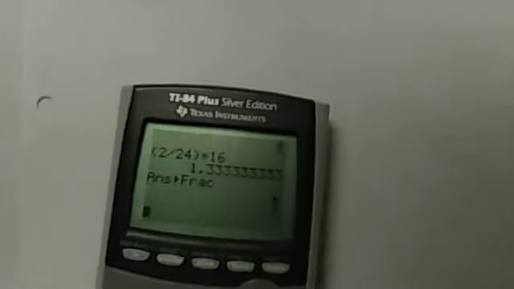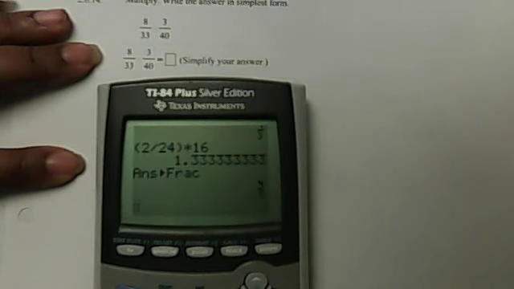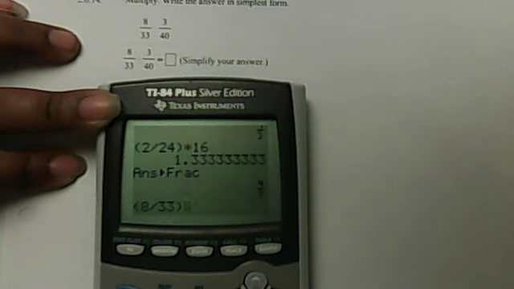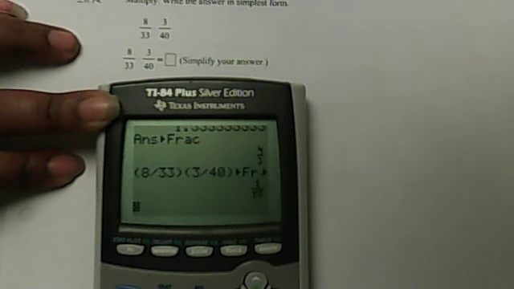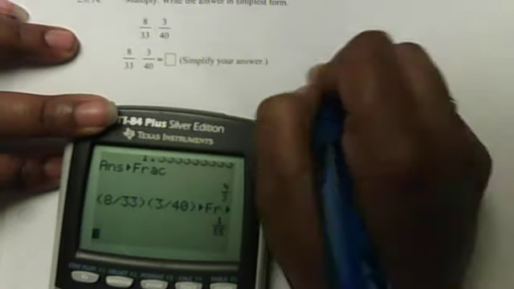Let's do one more here. And we're just going to do it really quick with the calculator. We have 8 over 33 times 3 over 40. So I'm going to go parentheses 8 over 33, times. I don't really need a multiplication symbol because parentheses means multiplication. So times 3 over 40. Then I hit math, enter. Since I know I'm not using the upgrade, it's not going to give me the reduced answer, and it said the answer is 1 over 55.